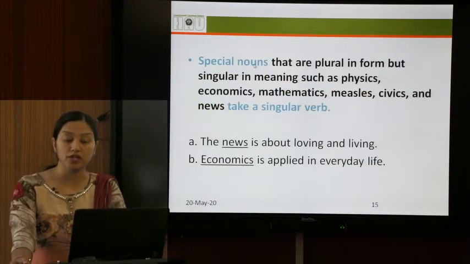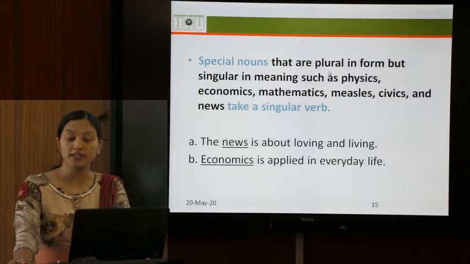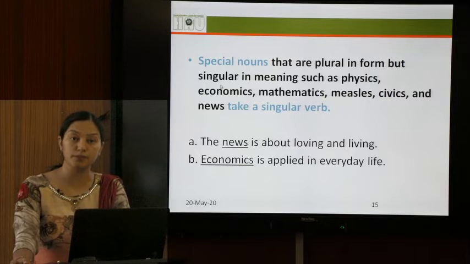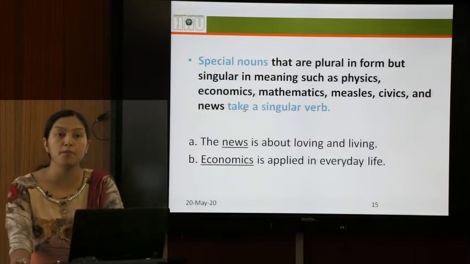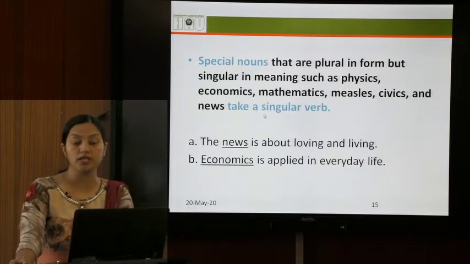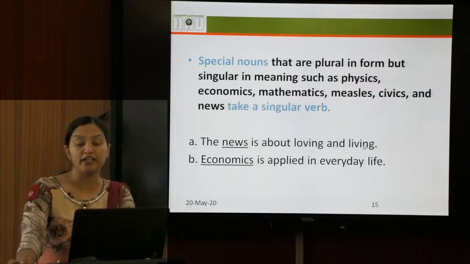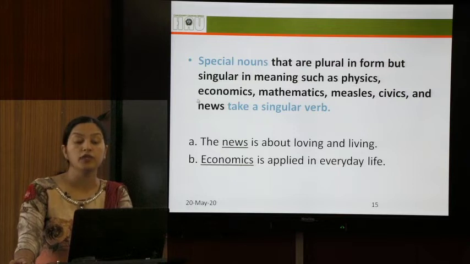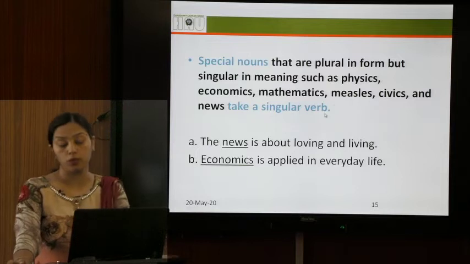Now, some special nouns that are plural in form, but they convey a single meaning, or they are singular in meaning, such as physics, economics, mathematics, measles, mumps, civics, news. So, such kinds of special nouns always take a singular verb. The news is about loving and living. Economics is applied in everyday life. So, whenever you look at these kinds of nouns, then you need to use a singular verb.